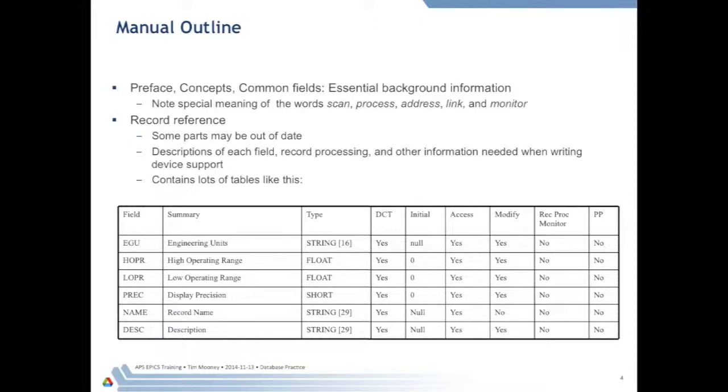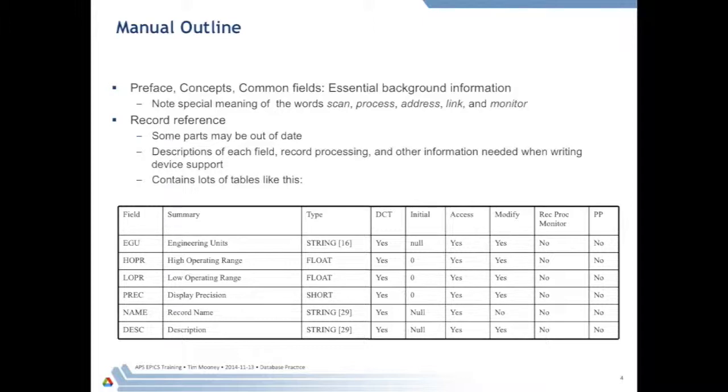So then the rest of the manual is the record reference, and as I said, there might be some stuff that's out of date or a little bit inaccurate. Your help is appreciated. If you're not going to fix it, let somebody know. That'd be nice. And it has a lot of tables like this, so I probably should just go through this. The first column is just the field name, and then the second column is the description for humans of what that field name actually means. So EGU is engineering units, and then there is the C code type, or the EPICS type of that field.